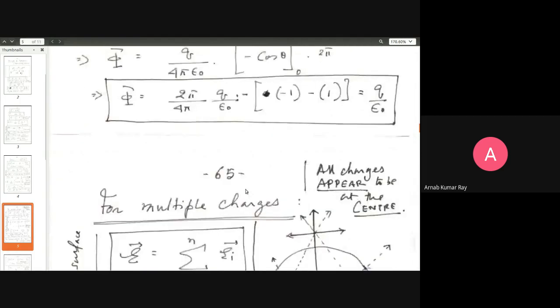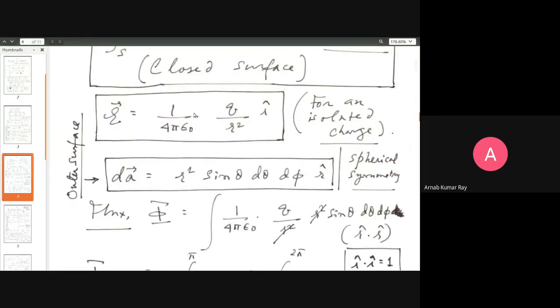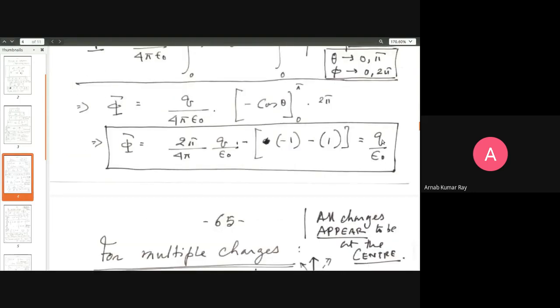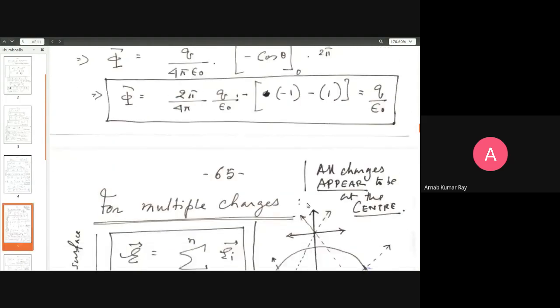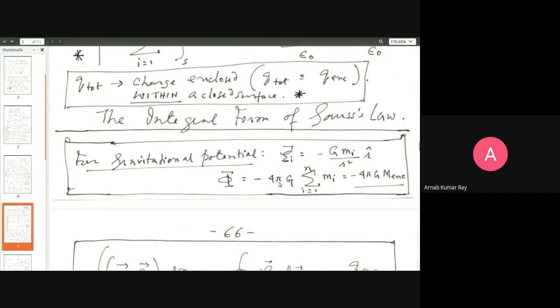You have 1 by 4 pi epsilon naught here replaced by minus G. So, if in your flux you have just 1 upon epsilon naught, then 1 upon epsilon naught will be replaced by minus 4 pi G. It's not really necessary from the point of view of our syllabus. So this is gravity, but you just have minus 4 pi G. And the summation over charge is replaced by summation over mass. Mass enclosed: minus 4 pi G into mass enclosed. So that is what you have.